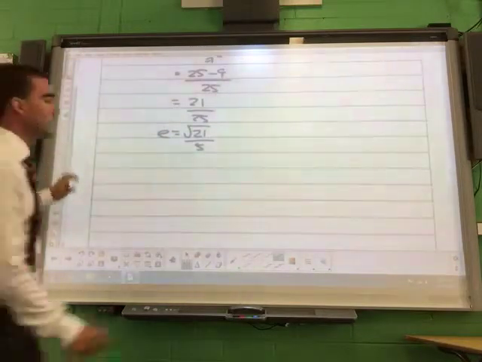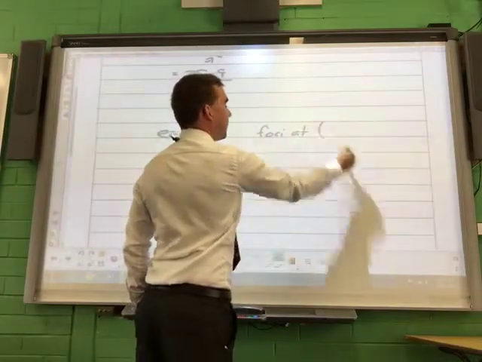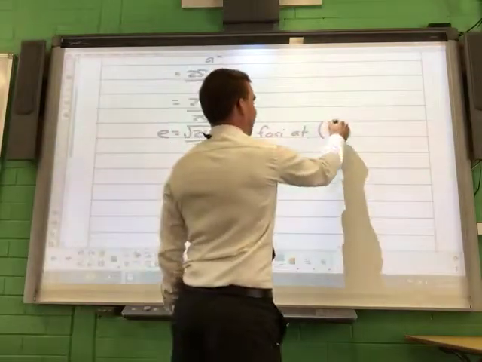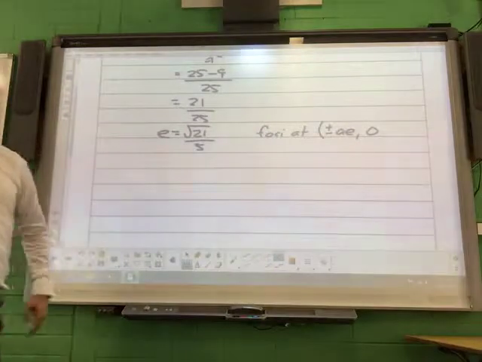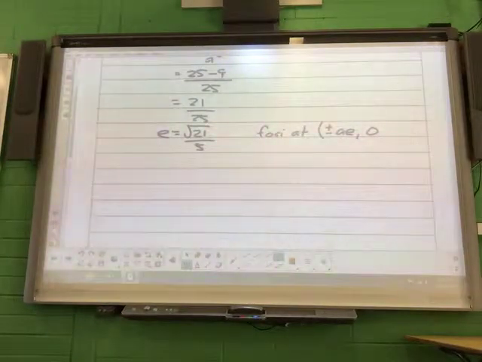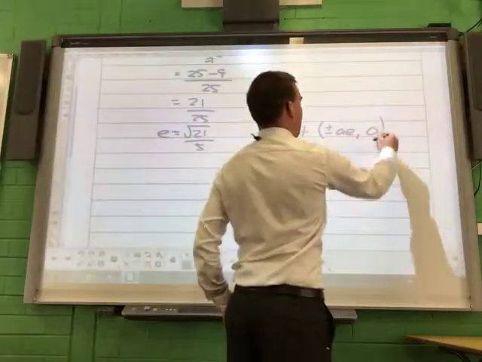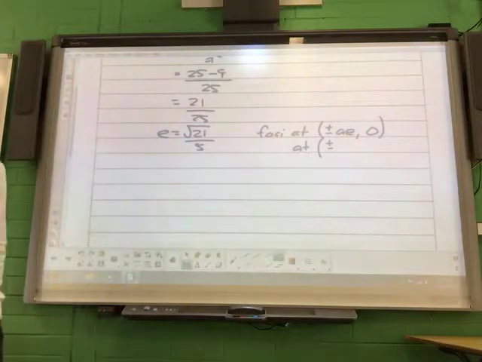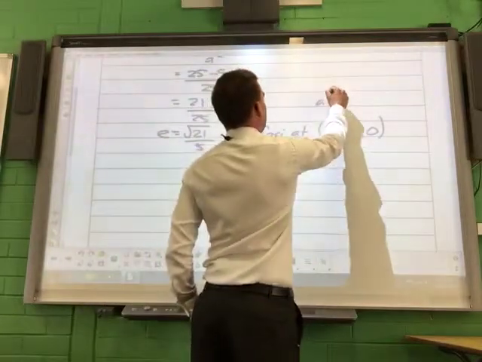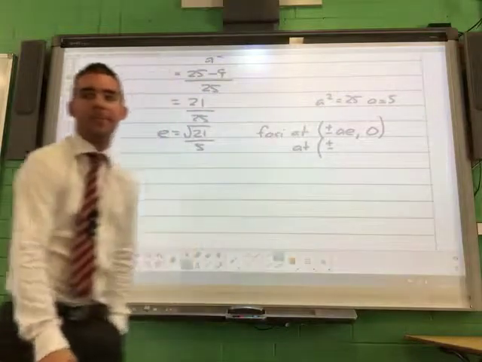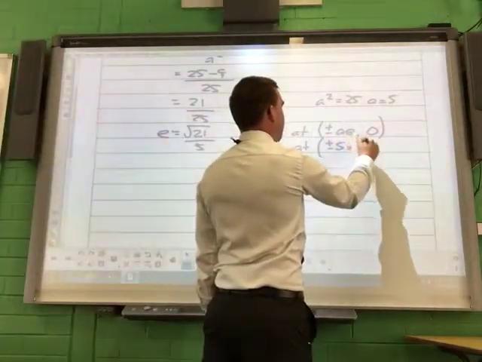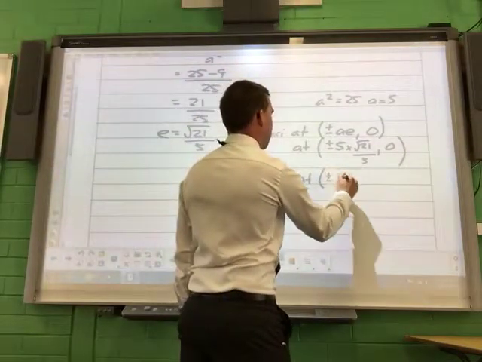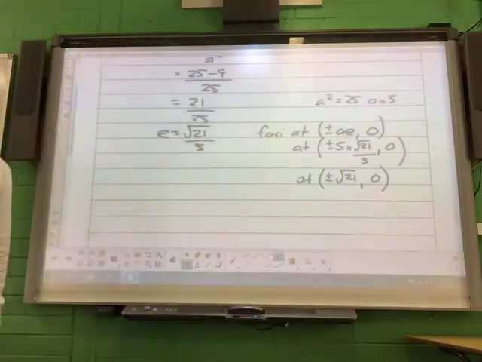Alright, so we found this value for E. So foci. What was the general form of the foci? Plus or minus AE, comma 0. Remember, E is less than 1, so if A is the value where it intercepts the x-axis and the focus is inside the ellipse, that must be the formula we need. So at plus or minus, what's the value for A? Just 5, because A squared is 25. So A is 5. Alright, so plus or minus 5 times root 21 on 5, comma 0. In other words, at plus or minus root 21, 0. That's where your foci lie.